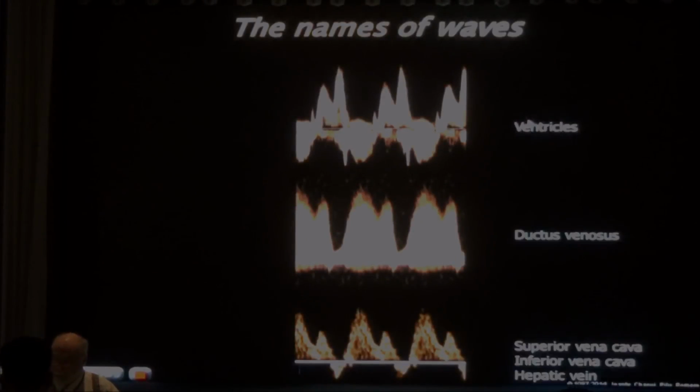So, here we have some tracings that we get typically. We have here a tracing of the left ventricle inflow-outflow. This is the ductus venosus tracing, and this is the supra cava, infra cava, or hepatic plane tracing. What is the name of this wave here?